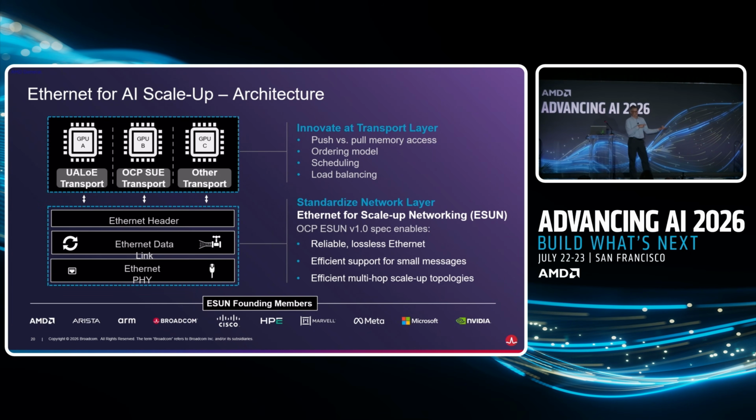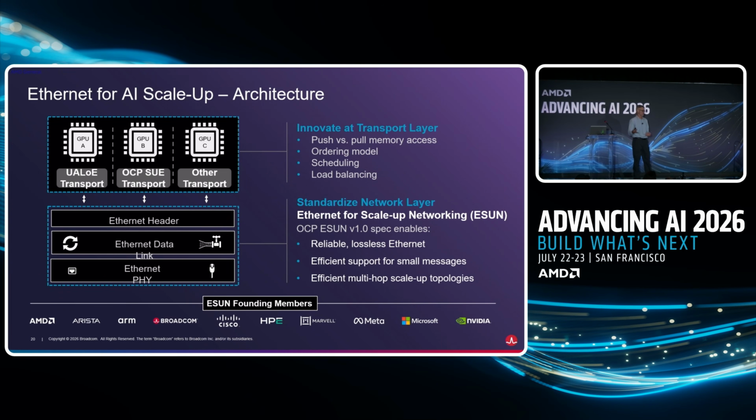And this gets into our next slide. So what does the architecture for Ethernet scale-up look like? At the lowest layers here, you'll see that you standardize on Ethernet for the network layer. Most of you have probably heard of ESUN, or Ethernet for Scale-Up Networking. This was announced at OCP just last October, OCP Global. There's already a 1.0 spec out.